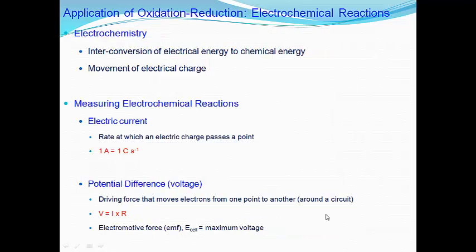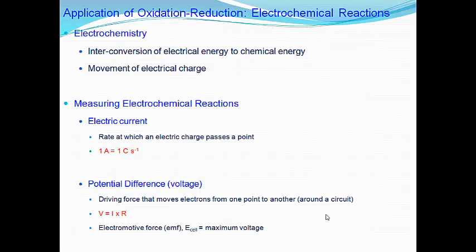So since we've now gone through some of the fundamentals, some of the basics of oxidation reduction, we can turn our attention to looking at some applications of oxidation reduction. Oxidation reduction is the basis for what we describe as electrochemistry, or reactions involving oxidation reduction, or electrochemical reactions. And essentially electrochemistry is the interconversion of electrical energy and chemical energy.